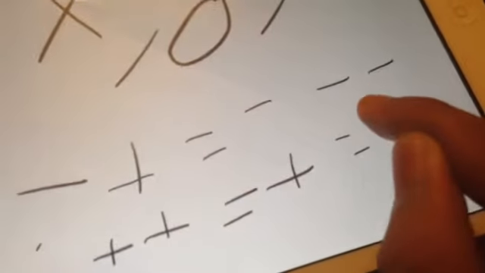Signs are really important in algebra. Just remember minus and plus is minus. Plus and plus is plus. Negative and negative equals positive. Negative and positive is negative, positive and positive is positive, and negative and negative is positive. So just make sure you remember those.